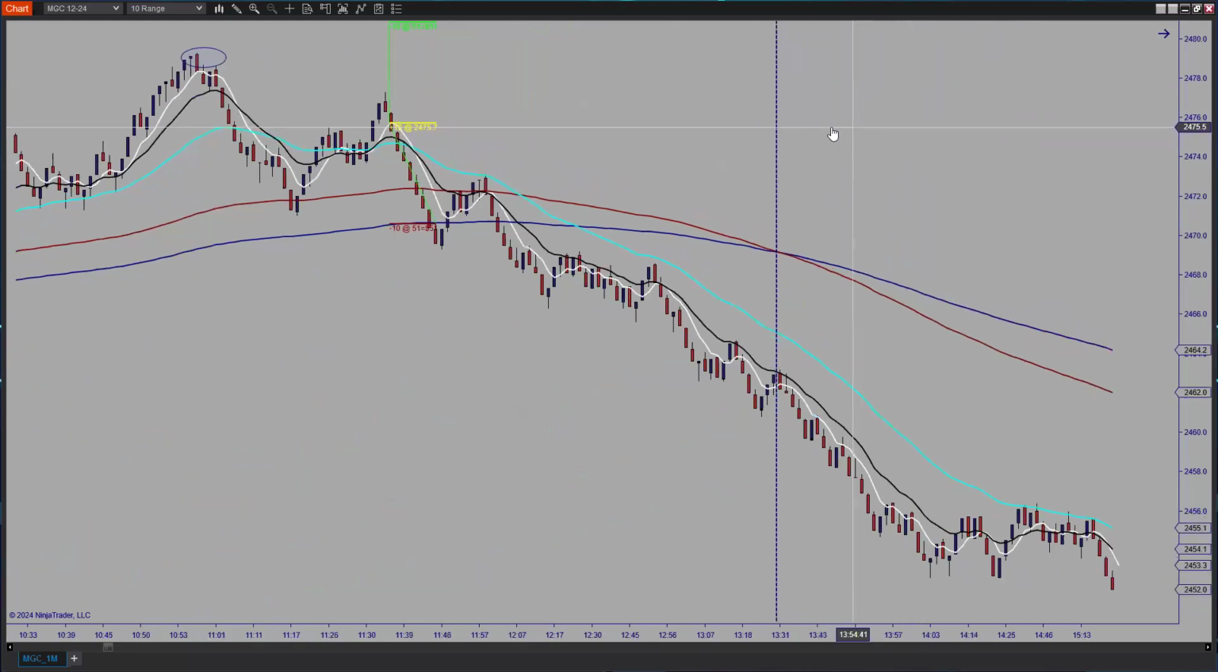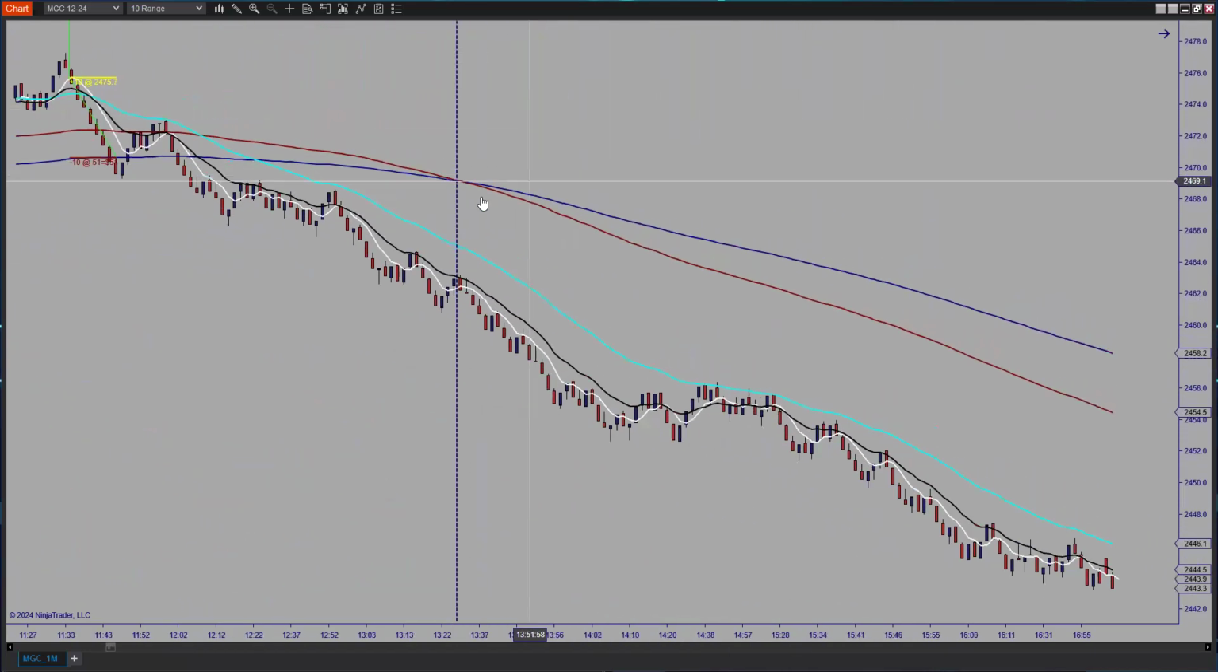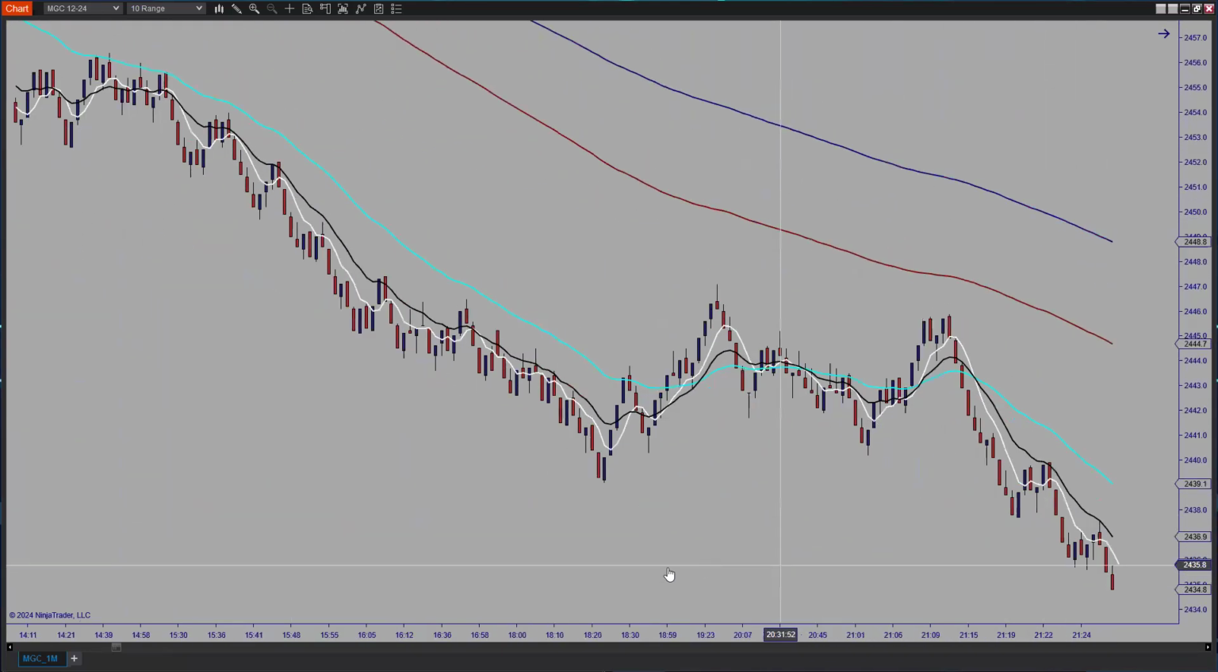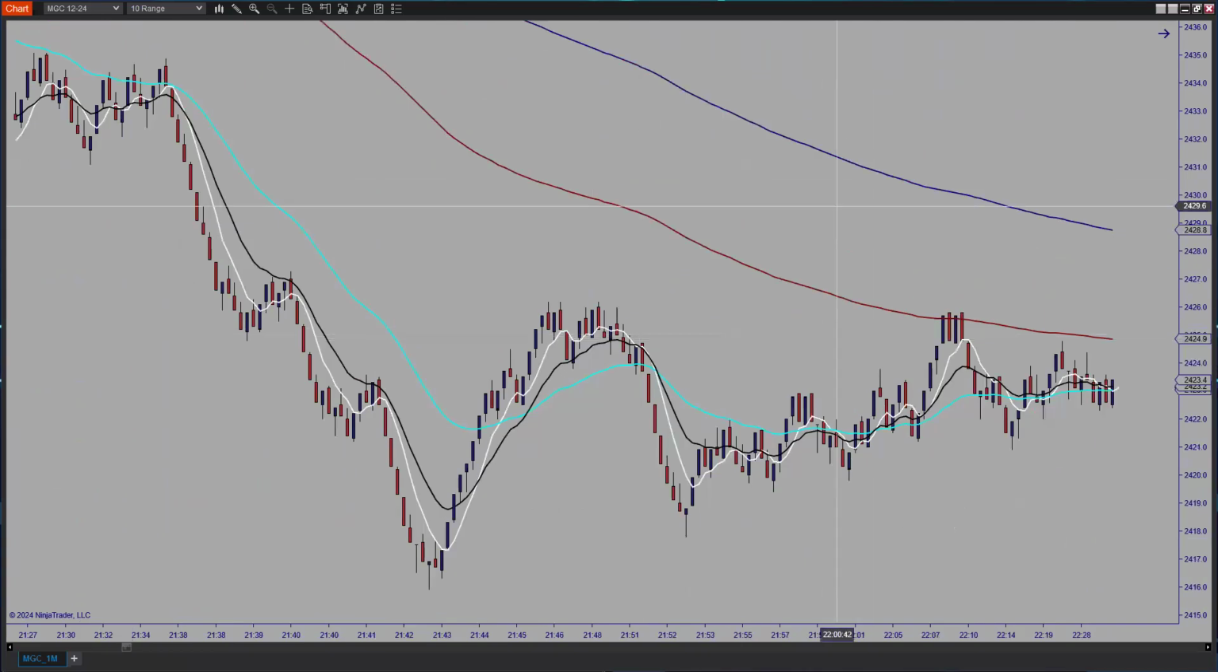Now we are looking for shorts. We need the 13 to cross above the 34 and then back below. So it is now above. It's middle of the night. We're not trading. Let's keep going, keep going. Let's go to the next day.